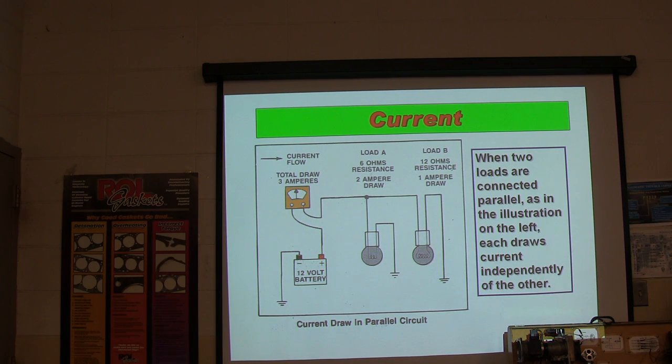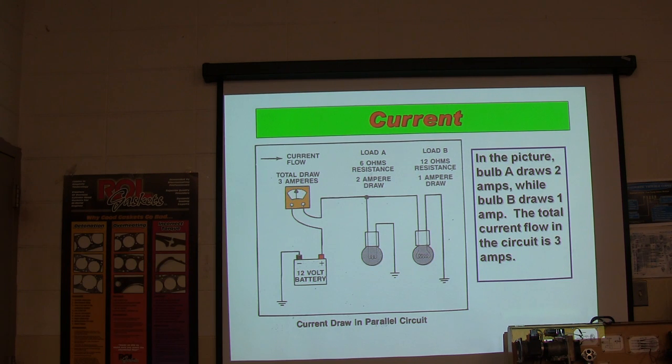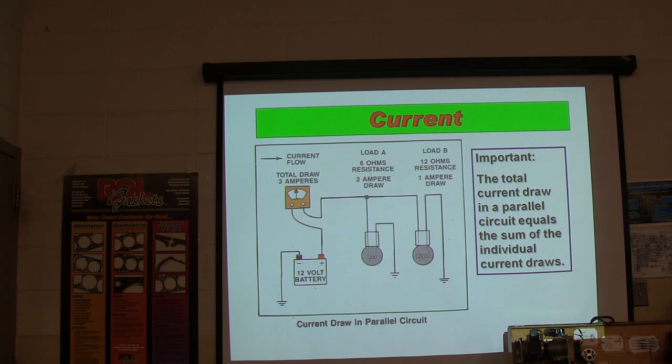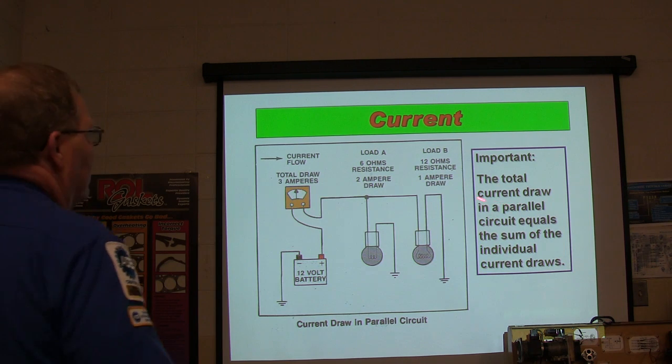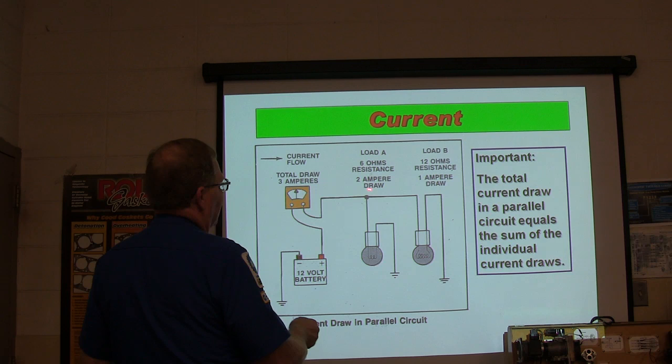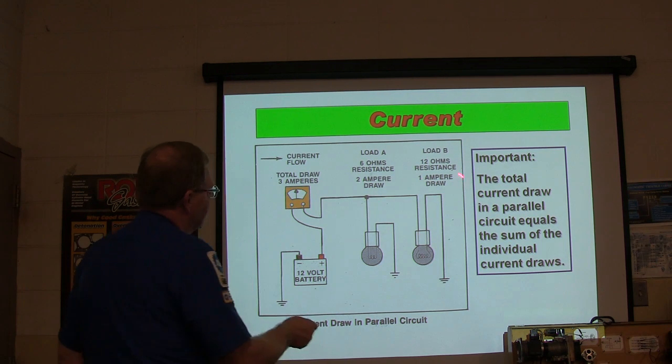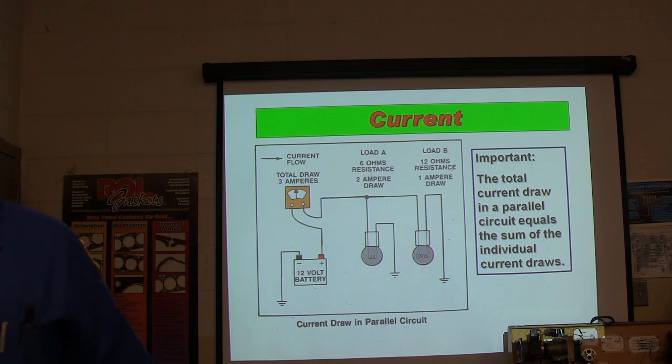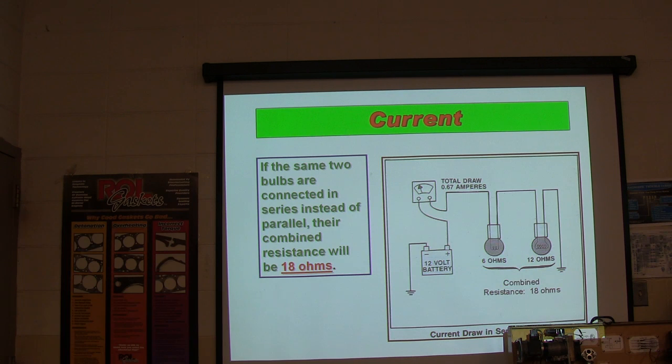And when 2 loads are connected in parallel, each draws independently of the other. So your total draw is 3 amps. 1 amp, 1 and 2 is 3. That ain't complicated. All right, the picture: bulb A draws 1 amp, B draws 2 amps. Okay, let's go. The total current, now listen to this. The total current draw in a parallel circuit always equals the sum of the two. 1 and 2 is 3. Don't get confused by those words.